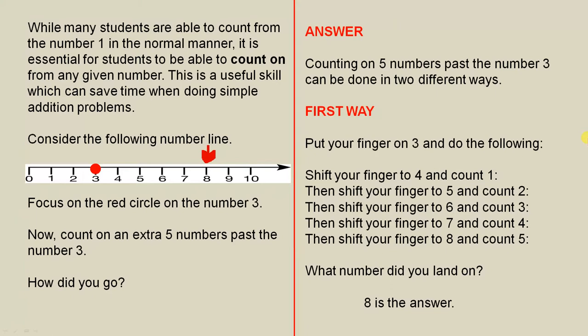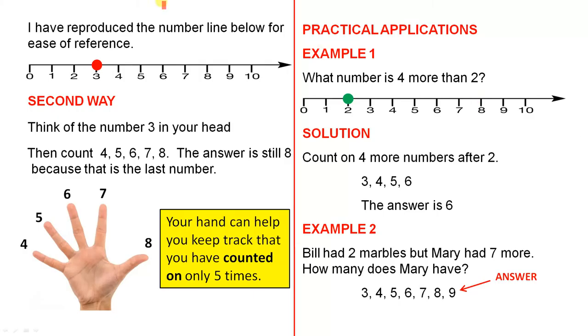So let's have a look at the next way. I have reproduced the number line below for ease of reference, so we don't have to go back to the other slide. Here's the second way. Think of the number 3 in your head. Then count 4, 5, 6, 7, 8. The answer is still 8 because that is the last number. So when you think of the number 3, start counting in the normal manner.